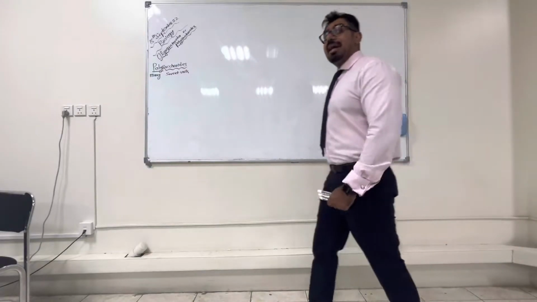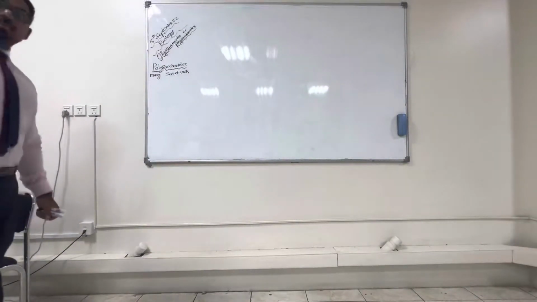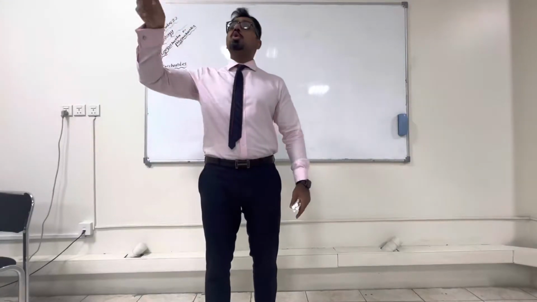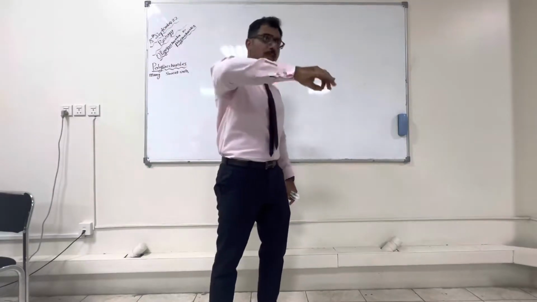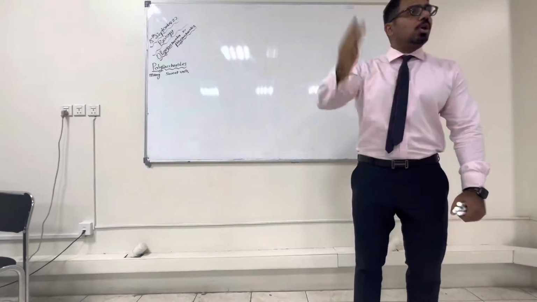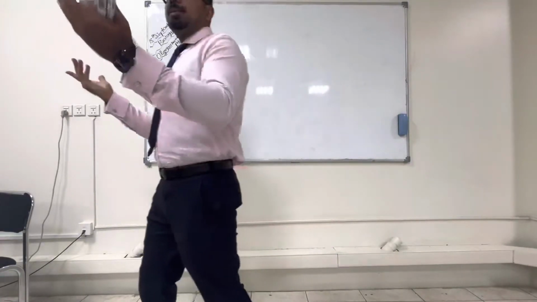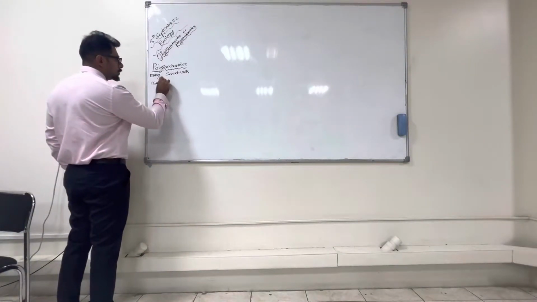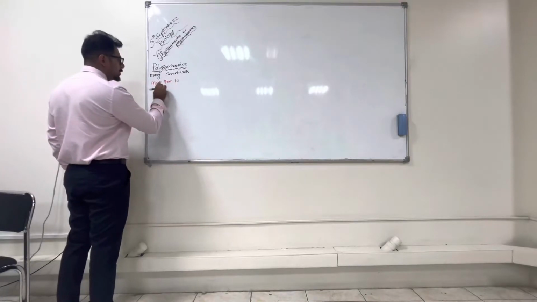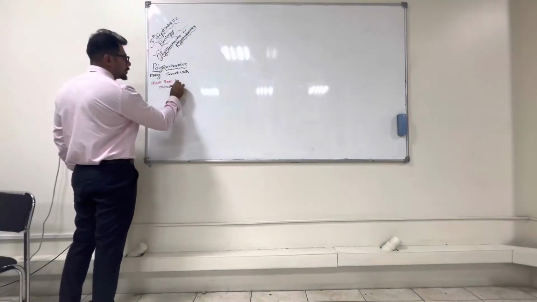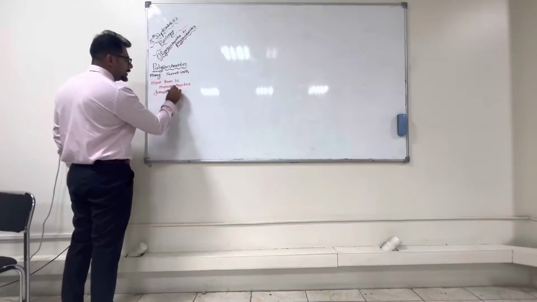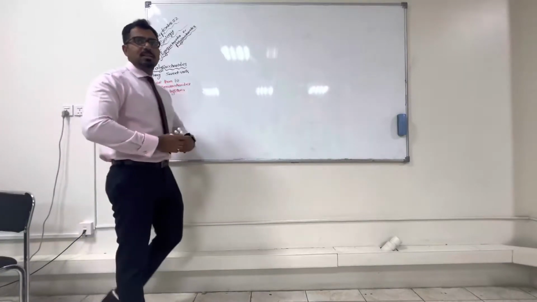So, polysaccharides. Poly means many. Saccharide means sweet units. Now, remember I told you, monosaccharides have 1 sweet unit. Oligosaccharides have 2 to 10. If any molecule has more than 10 monosaccharides joined together, that will be called a polysaccharide. Simple, right? More than 10 monosaccharides joined together will be considered as polysaccharides.